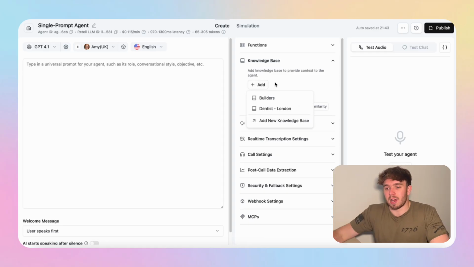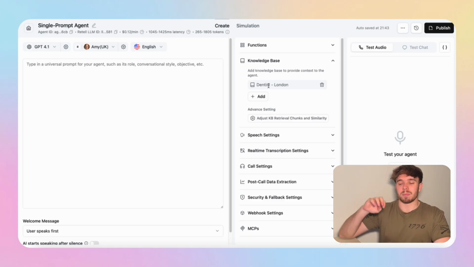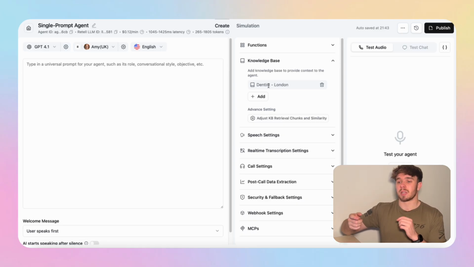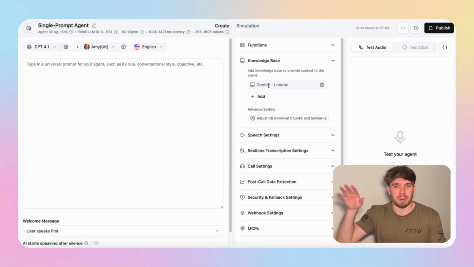I have actually created this already, so I'm going for a dentist, and I'll leave this in the link below. I'll try and link the prompt and this knowledge base that I've got here, but if you don't want to use mine, what I would do, if you're just trying to start out and play around with this, is ask ChatGPT to generate you a page-long document about a business that includes location, phone numbers, services they offer, frequently asked questions, and you can imagine it will make it up pretty well. So you can do a dentist or a builder or a barber, however you want to do it.